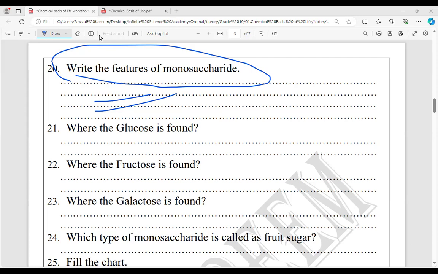And only 5 features are there. Don't take more time. If you have any doubt in those 5 features, come on: they are known as simple sugar, they are structural units, they are generally sweet, they are water soluble, and they are crystal shaped. So if you have any doubts in those things, you can ask me, right? Don't take more time.